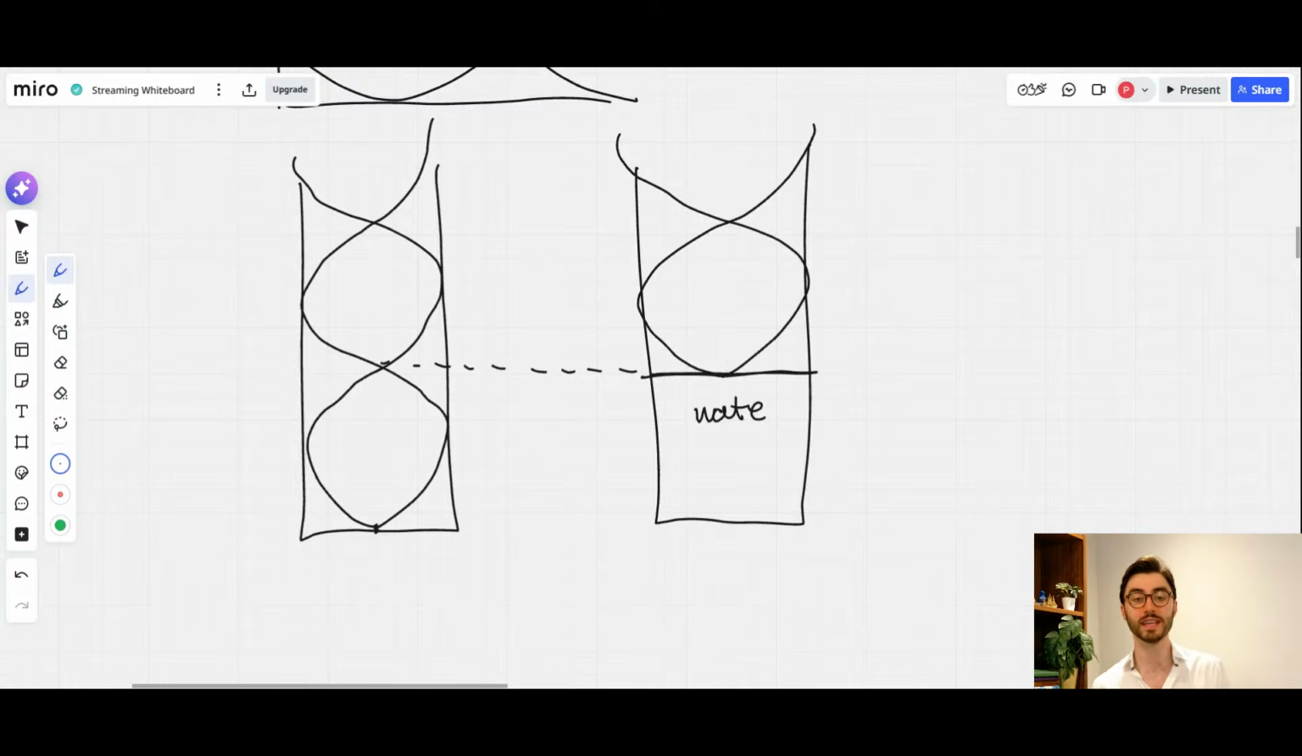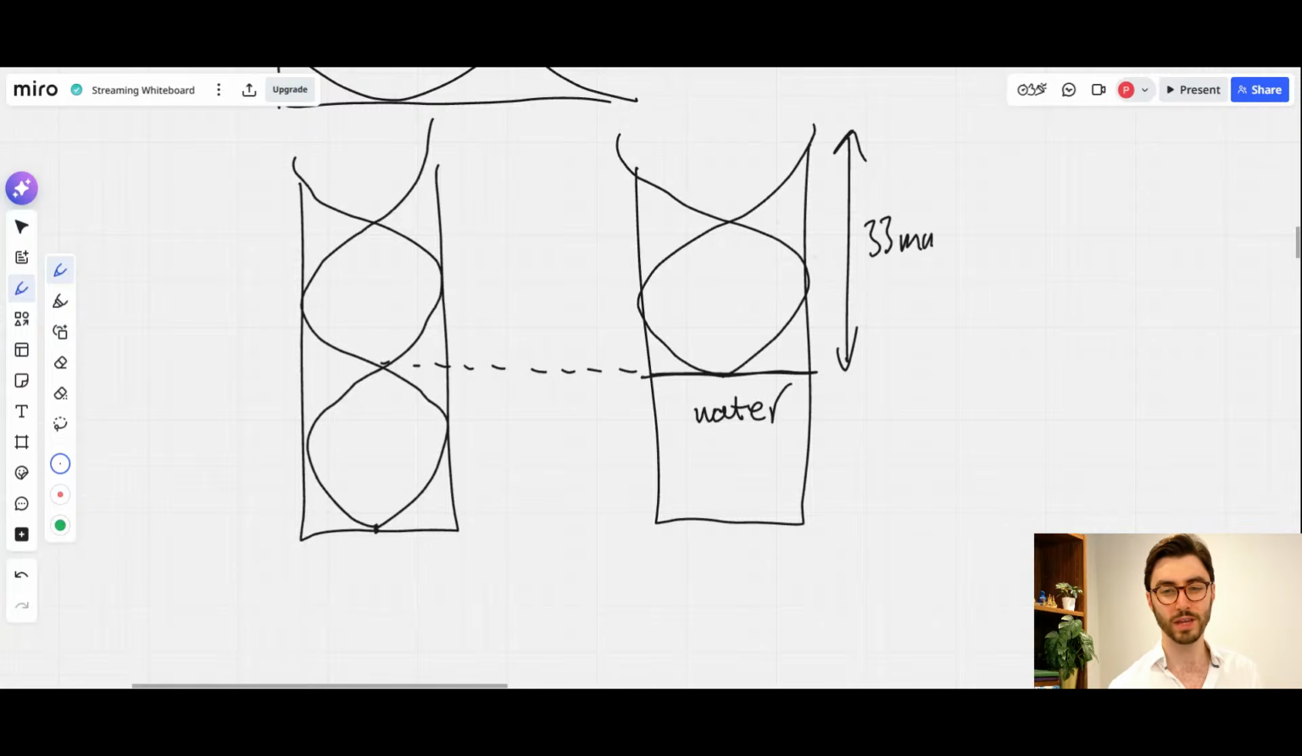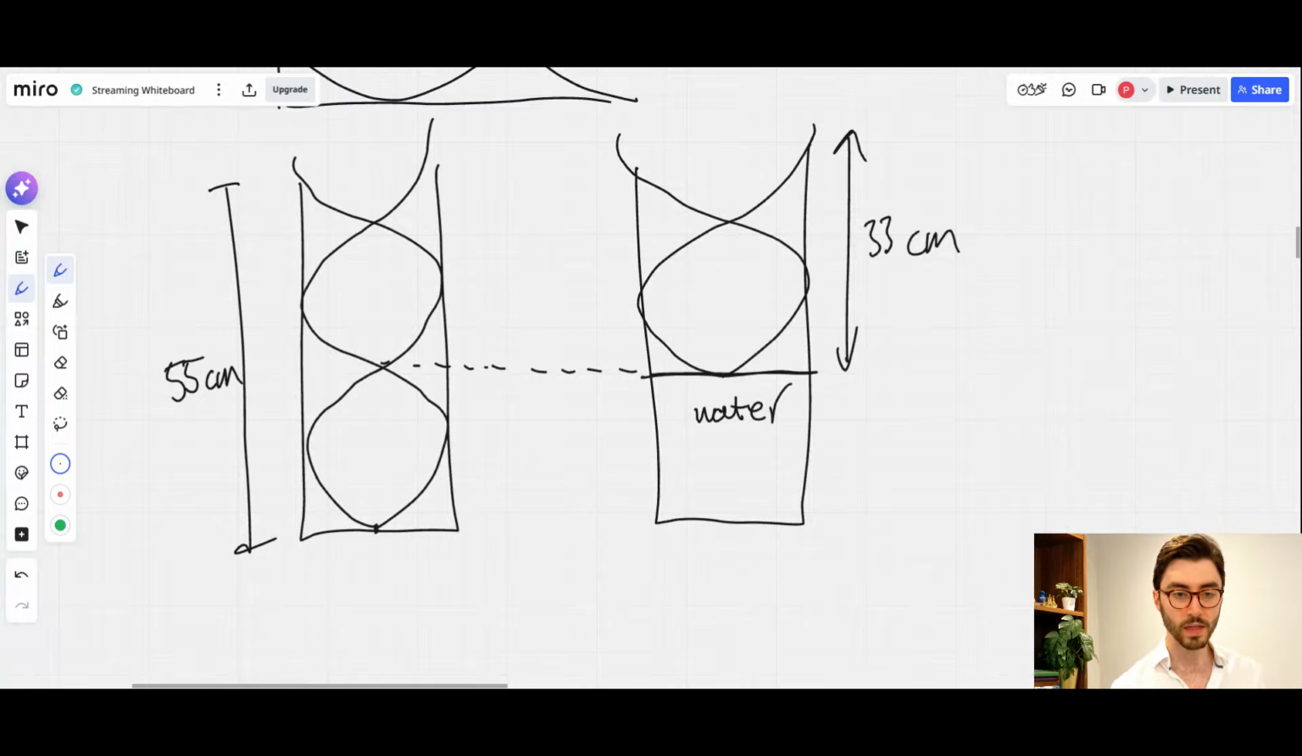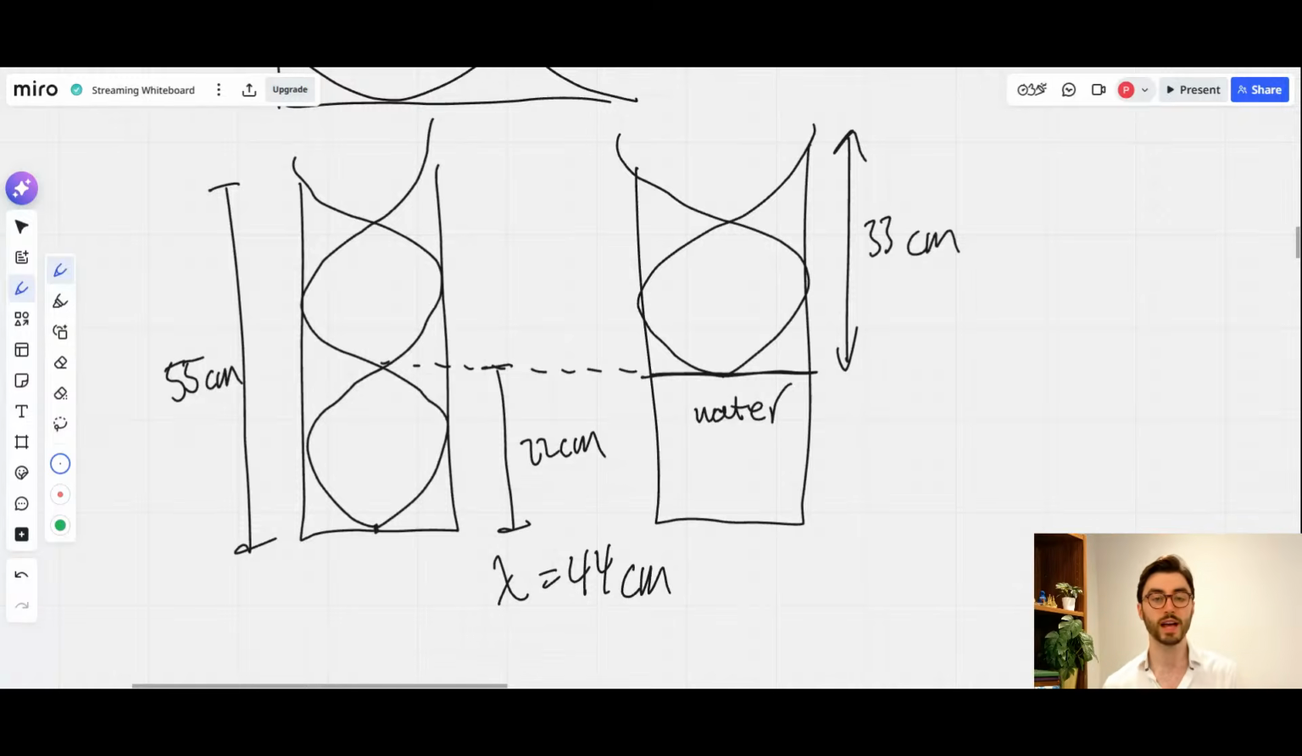Then we can get this. And so what they can tell you, for instance, is that the water level is set up so that, if this was, I've seen a question, I think it was like 33 centimeters or millimeters or whatever. Let's call it centimeters. So if that was 33 centimeters and this was 55 centimeters, that would tell you that this half wavelength is equal to 22 centimeters, which tells you that the wavelength is 44 centimeters.